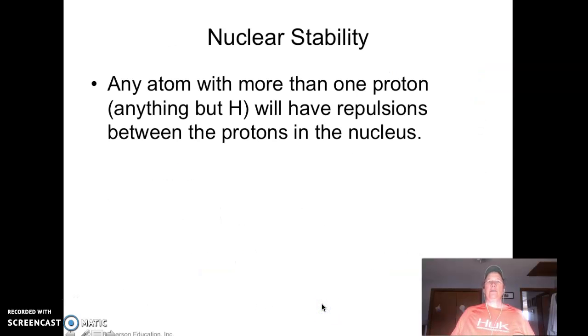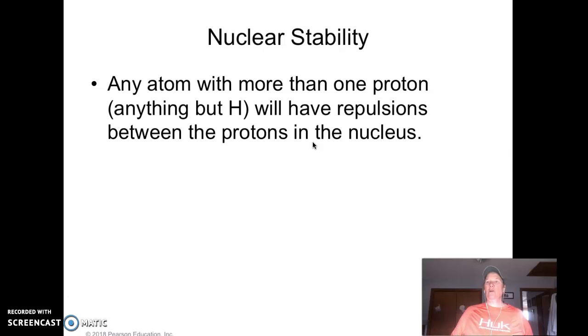Okay, the thing to remember about the nucleus is it's usually pretty stable. Any atom with more than one proton, so anything but hydrogen, is going to have forces between the protons inside the nucleus, and they're going to try to push each other away because they're both positive. You know, protons are positive. So there's this huge force that holds them together in the nucleus. You don't have to worry about the neutrons because the neutrons are neutral.